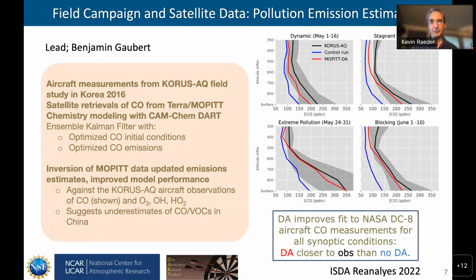And Ben Galbert's research uses DA to improve the estimates of pollution emissions, which are important inputs to other models and to public policy. DA improves the fit to the NASA DC-8 aircraft carbon monoxide measurements for all synoptic conditions.